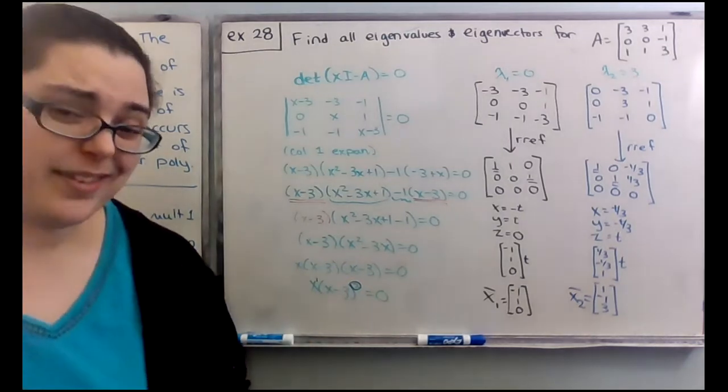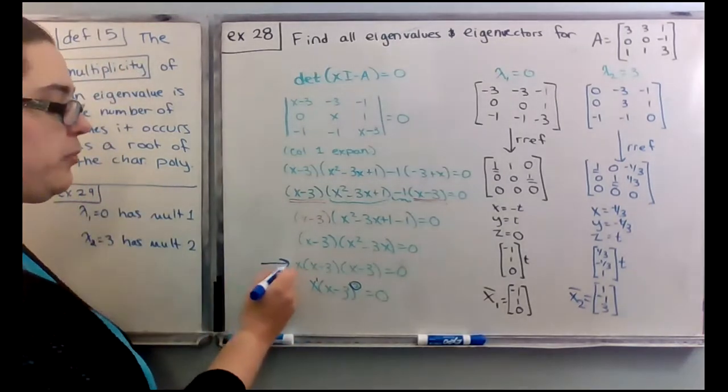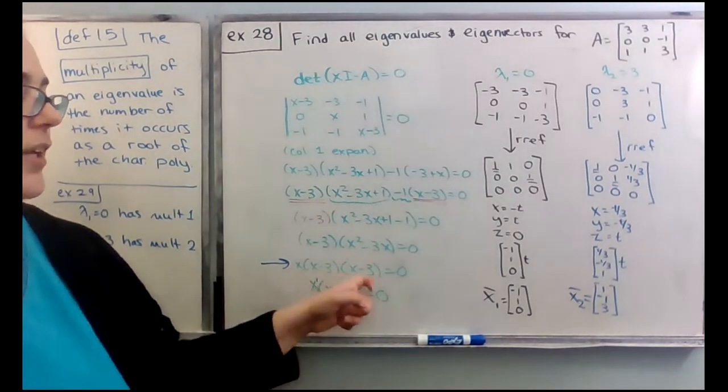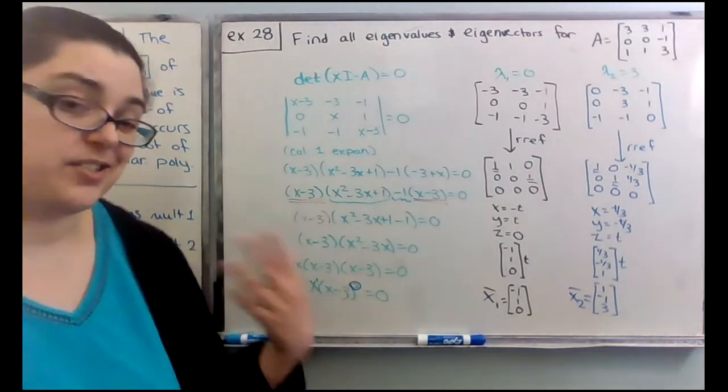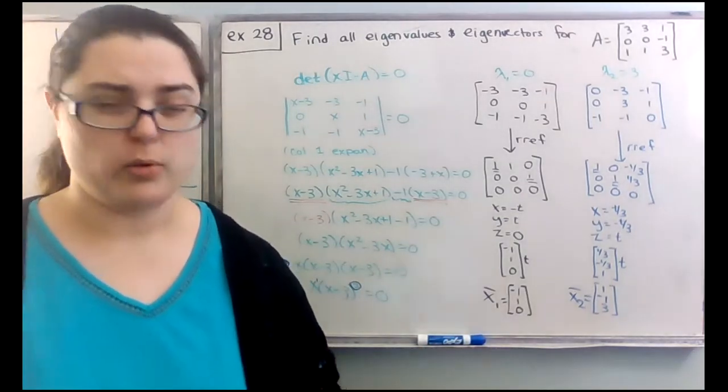The reason I'm a little reluctant to talk about just the exponent is because sometimes you might write your answer this way, and the exponent in each of these is 1, but the multiplicity is 2 because it happens twice. So just be a little bit careful of that, be aware of it.